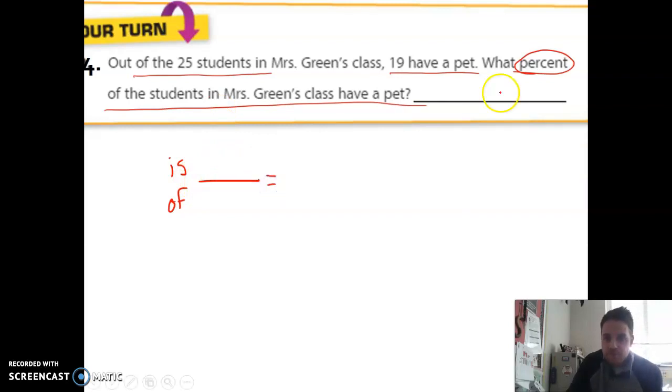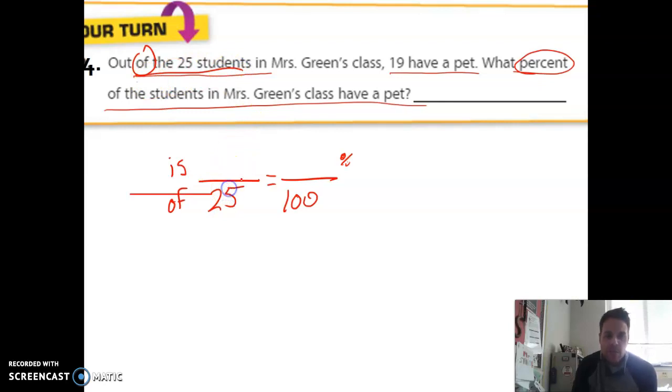Set it equal to... I'm trying to find a percent, right? So it's going to be a percent. It's going to be something out of 100. Now this one's a little bit different. So we've got to figure out, well, what do we know, right? I know that this is my whole down here, parts on top. So what do I know? Well, out of 25, of what? Of 25 students. So my of's going on the bottom.